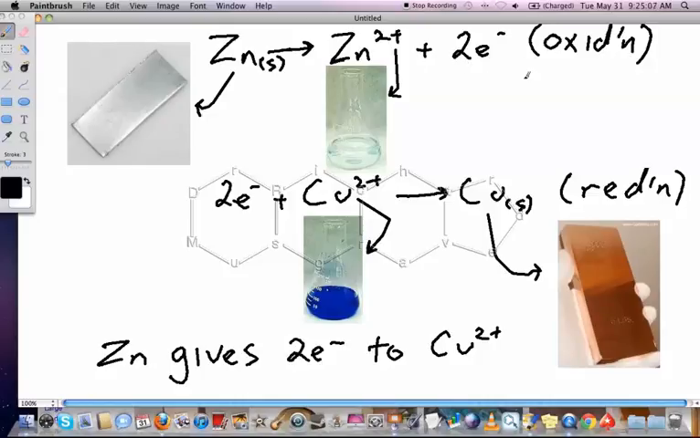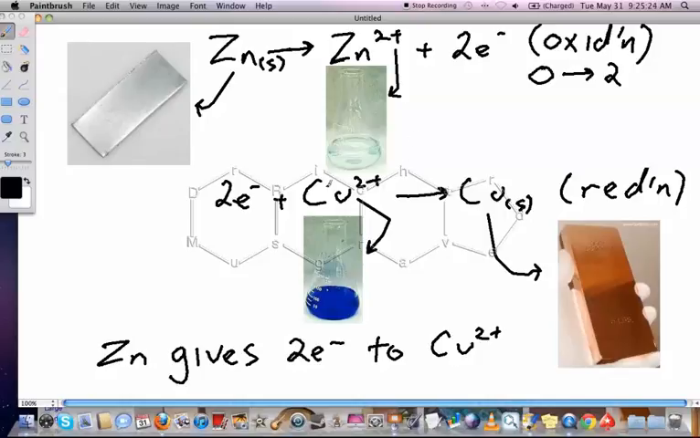The other way that we know that oxidation is occurring is to look at the charges on the zinc. Initially the charge on the zinc is 0 because it's a metal, but now it's becoming 2+. So if the charge is increasing or going up, then oxidation is occurring.